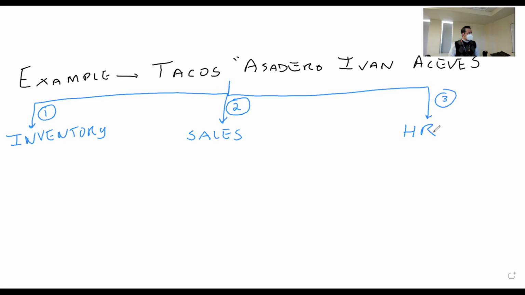stage 0. And then for the problem definition, you would say, okay, we want to talk about Asadero Iván Aceves, who wants a system to manage the inventory, and with these characteristics, or sales or HR. Now let's think about entities. We're just thinking about entities now.